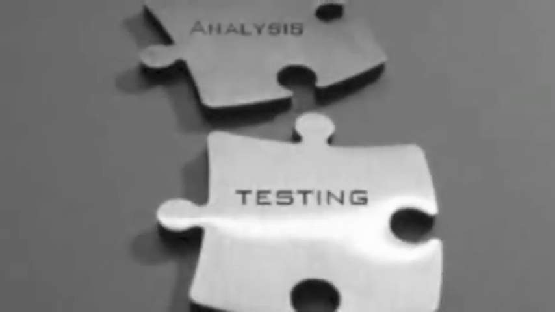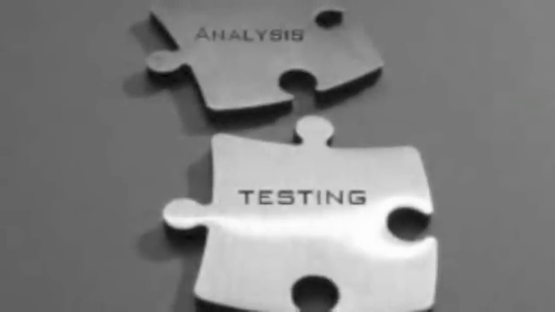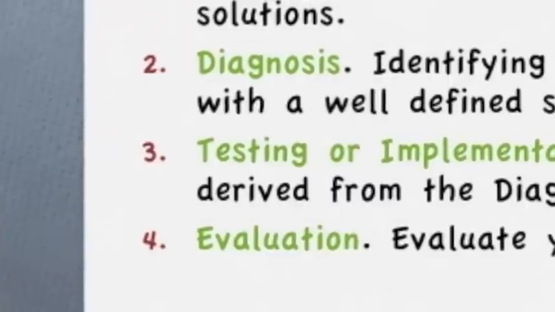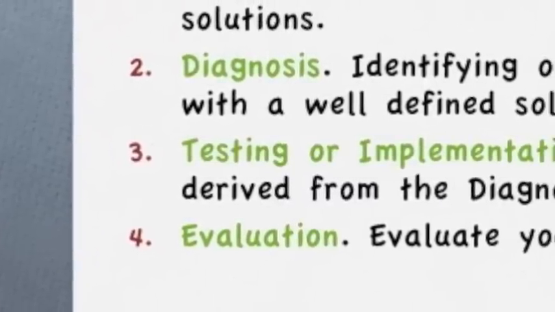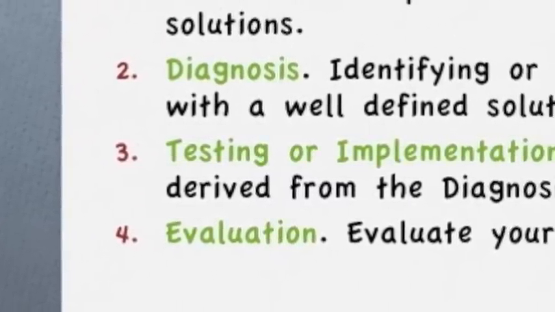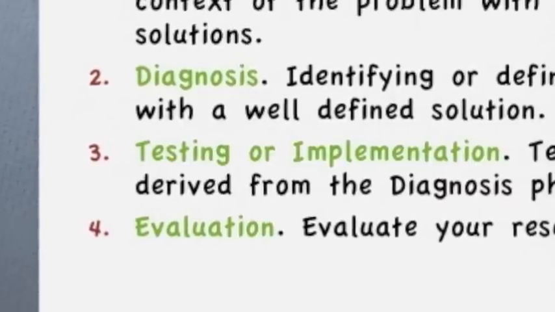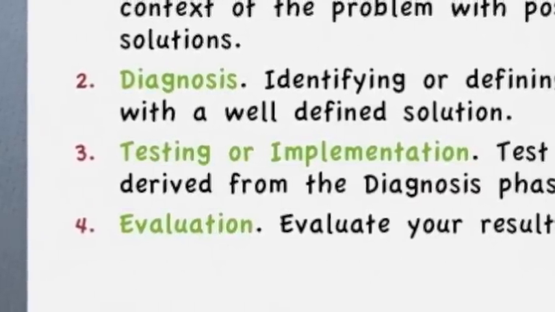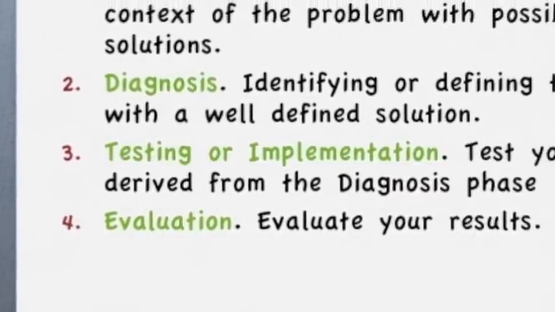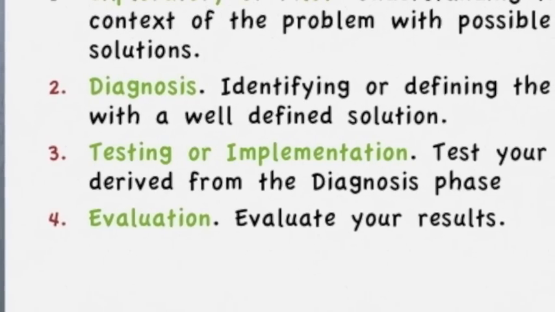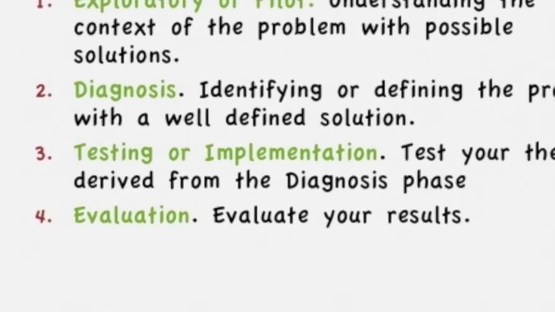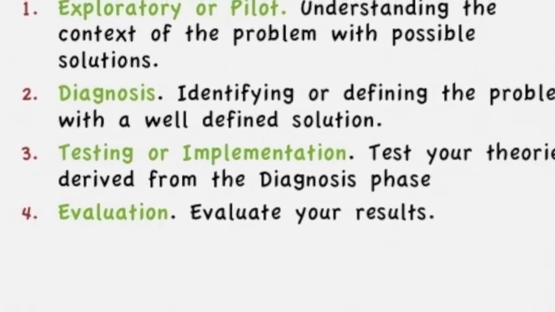Then the next step would be testing or implementation. So you either test the theories you want to test in your case study, whatever kind of techniques you want to use, or you just implement what you want to implement during the case study. For example, it would be the implementation of the survey, if you want to run a survey. Finally, you have the evaluation phase, in which you evaluate what you have done so far.